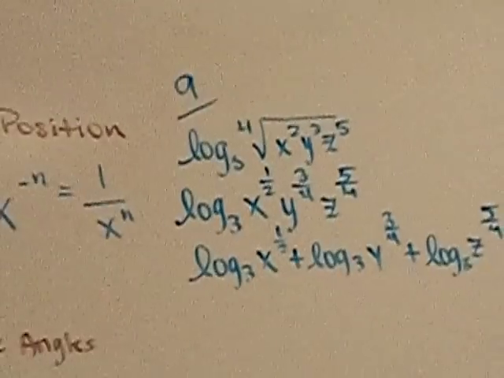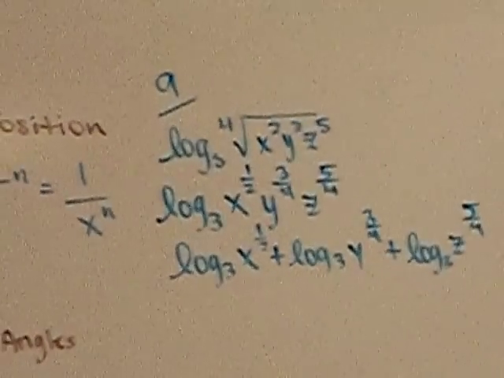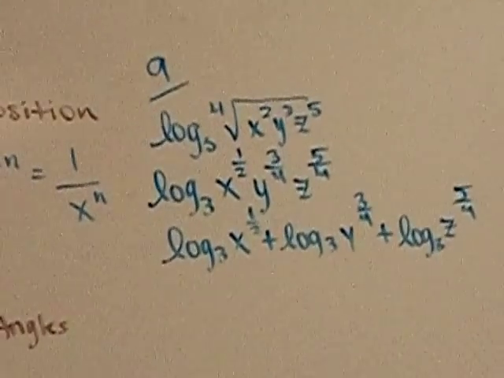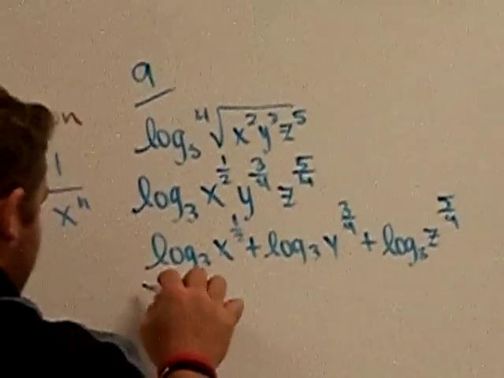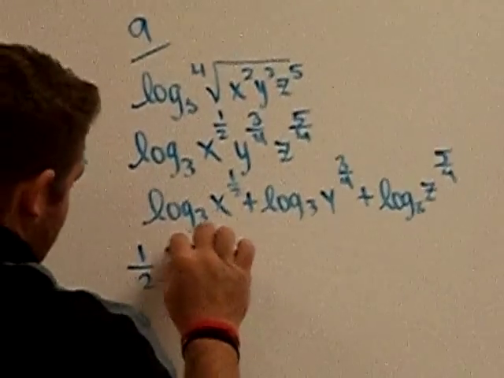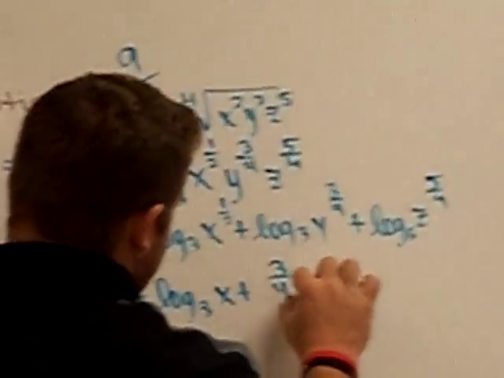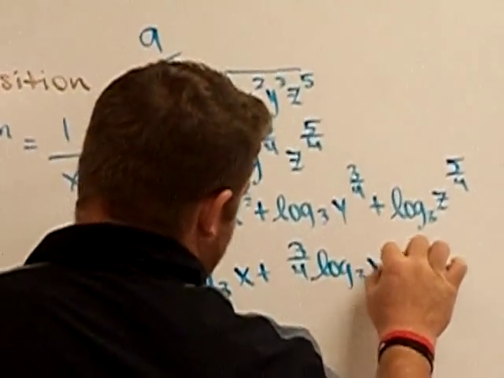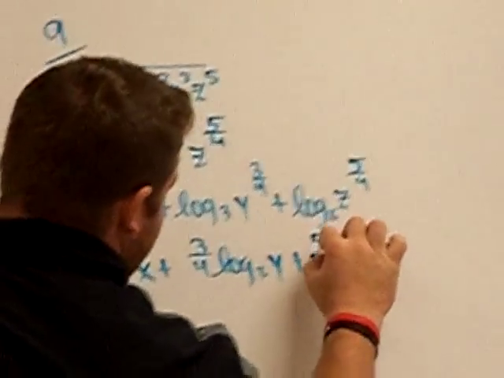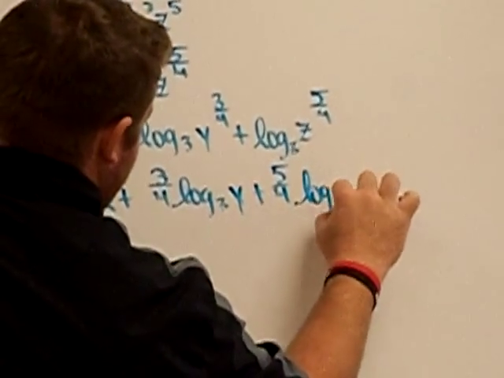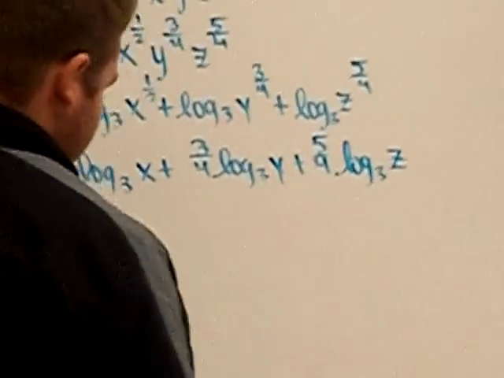What's the only thing we have left to do? Move the exponents to the front. So we get 1/2 log base 3 of x plus 3/4 log base 3 of y plus 5/4 log base 3 of z.